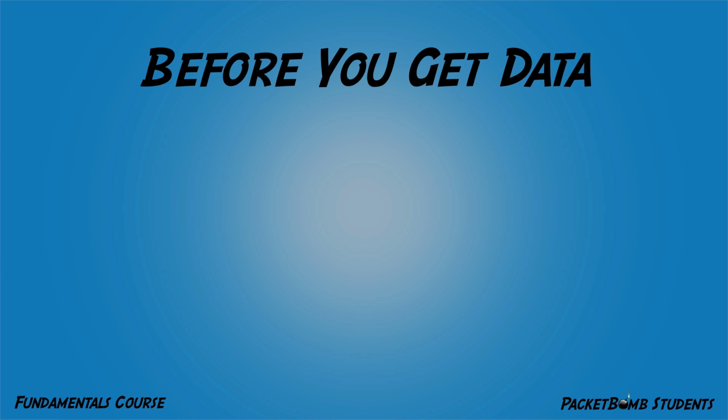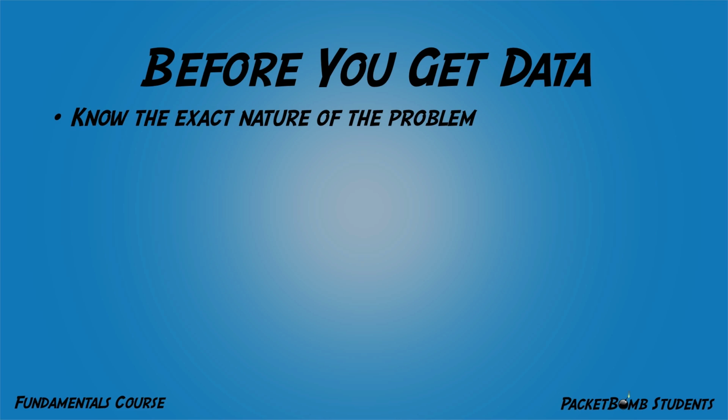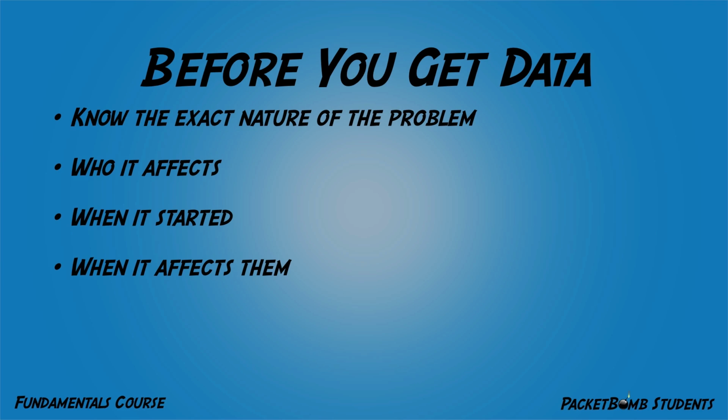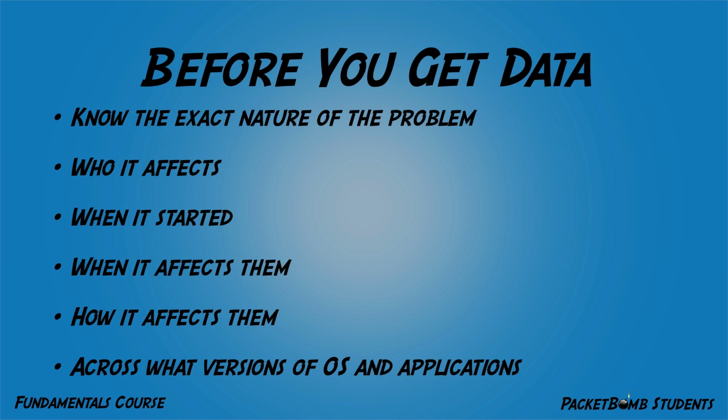So before you get the data, and this is so important, I'm basically going to restate what I just said. Before you get the data, you need to know the exact nature of the problem. You should understand the problem, know the problem better than they do. You need to know who it affects, when it started, when it affects them, how it affects them, and you want to know across what versions of operating systems and applications the issue exists. Maybe they see the problem in Windows 7, but Windows 10 clients don't. Maybe someone sees the issue on Chrome, but the person on IE doesn't.